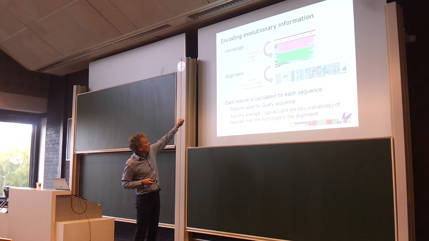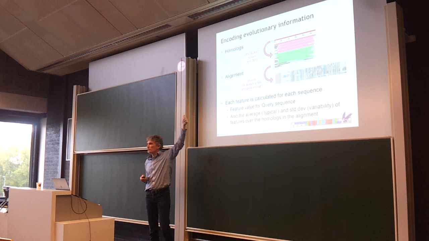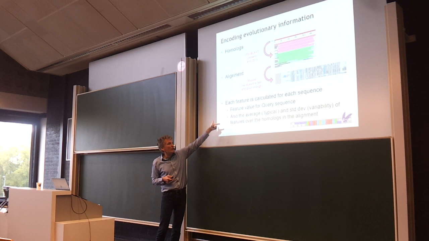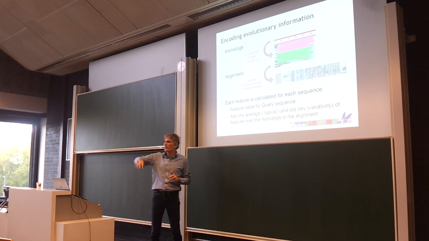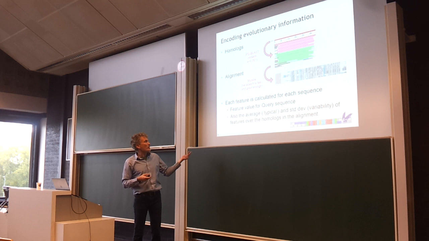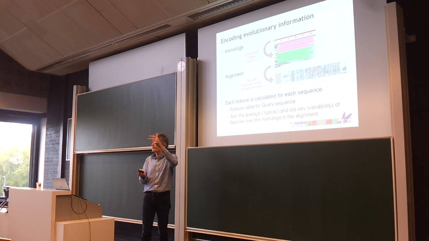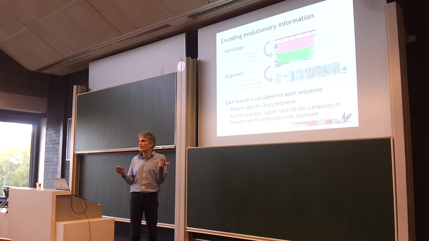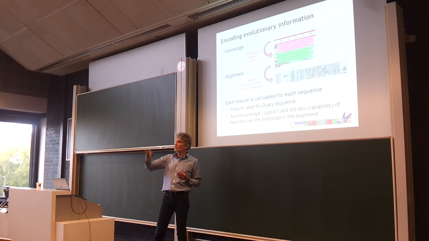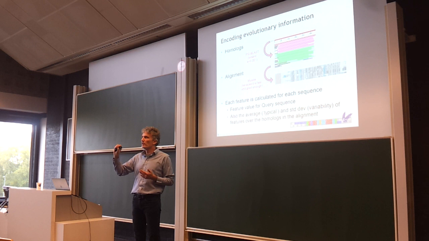Right. So for each feature we have three values: the value that was predicted for that position in the query protein, the average across the homologs, and the standard deviation across the homologs. Because we didn't want to put in 50 or 100 different values for each of the individual homologs. We just put in the average and the variation. So the average is like a typical value for this feature in the protein family, and the standard deviation is the variability or the conservation of that feature. Right? So there's a difference between the conservation of the sequence itself and the conservation of its structural properties. That can be different. So you can have variation in the sequence while the structural properties are conserved.